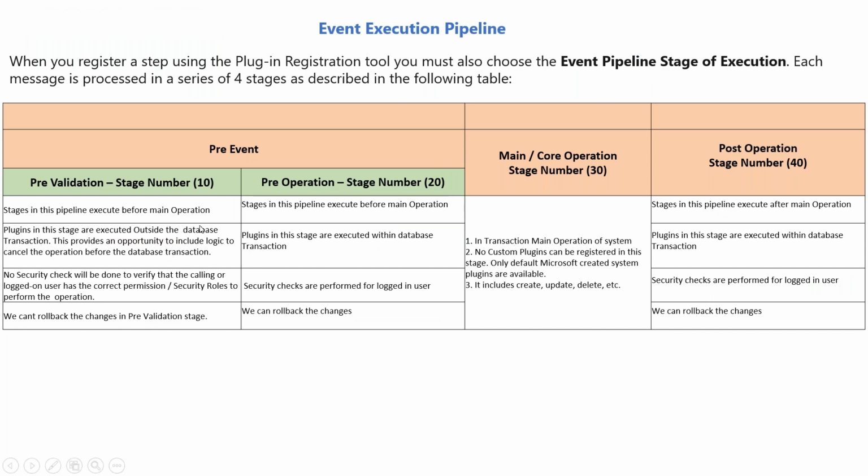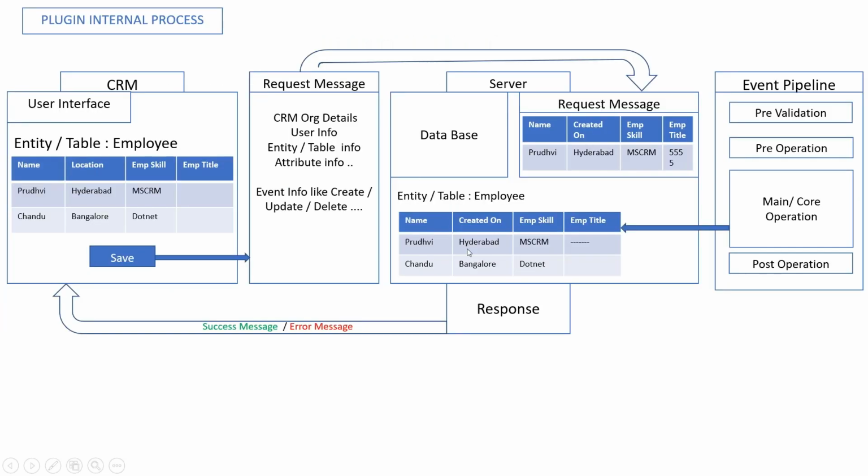Before the main operation, how many stages do we have? Two stages: pre-validation and pre-operation. Pre-validation will execute before the main operation, and the pre-operation will also execute before the main operation. So both the pre-events will work before the main operation. Plugins in the stage before the main operation means here, before coming into the database. If there is any information, it will pass to the database directly. It will not check for the main operation.